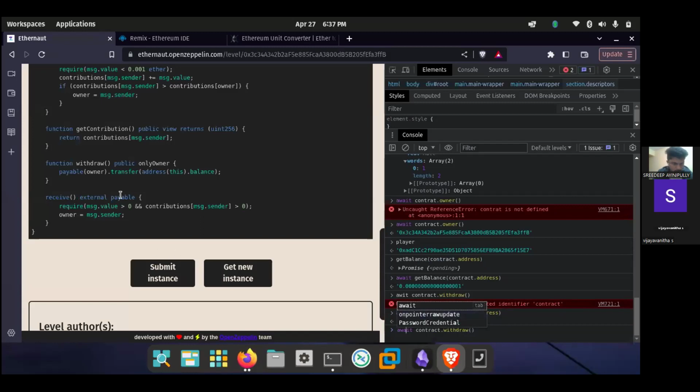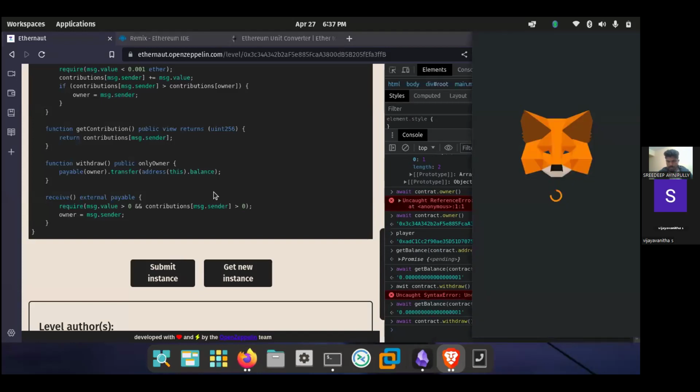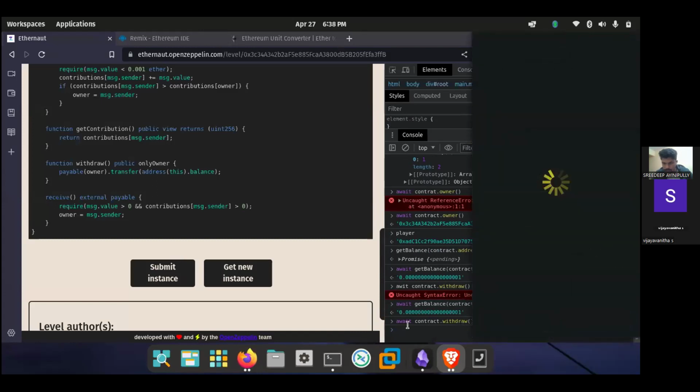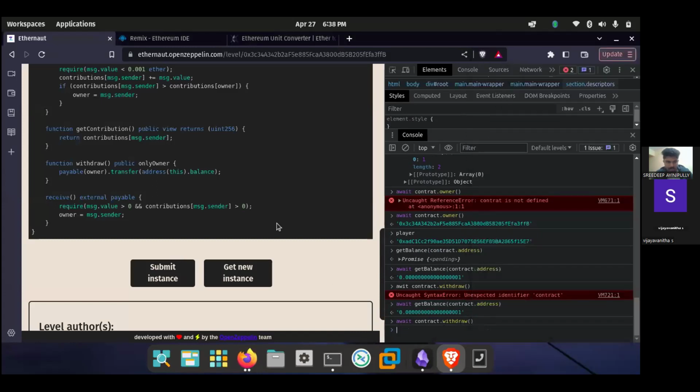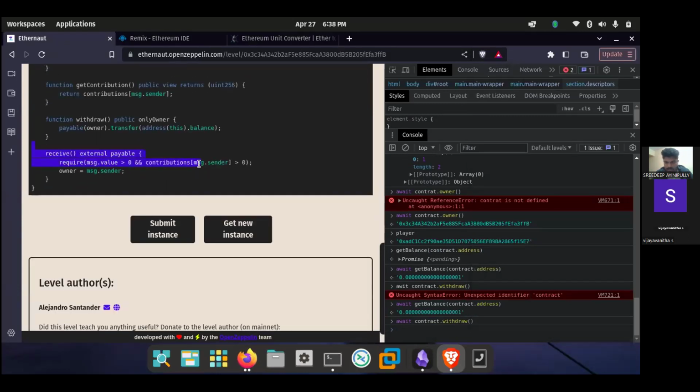External payable. Okay, this time MetaMask did not pop up. Yes. What was missing? I think this is the code which is missing, because when I call the withdraw function, since that function is using a receive function, this is going to make us the owner. Let's see.